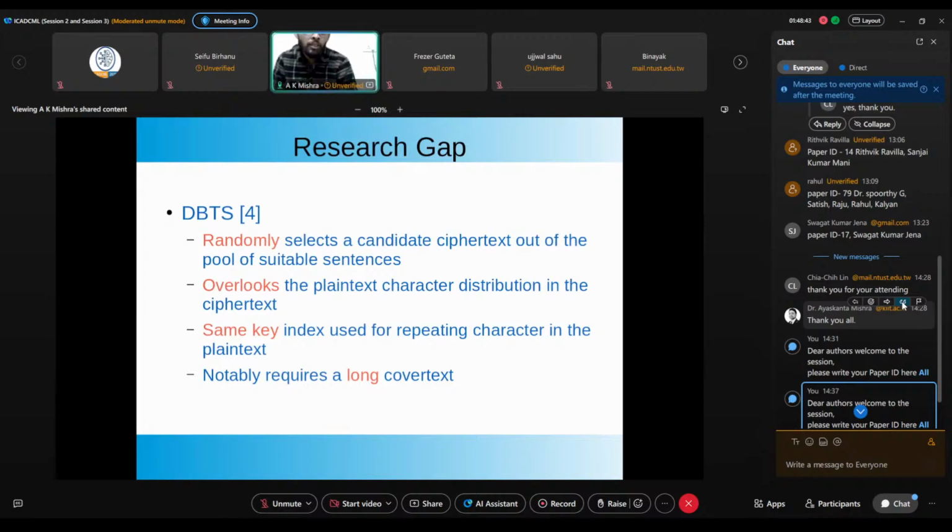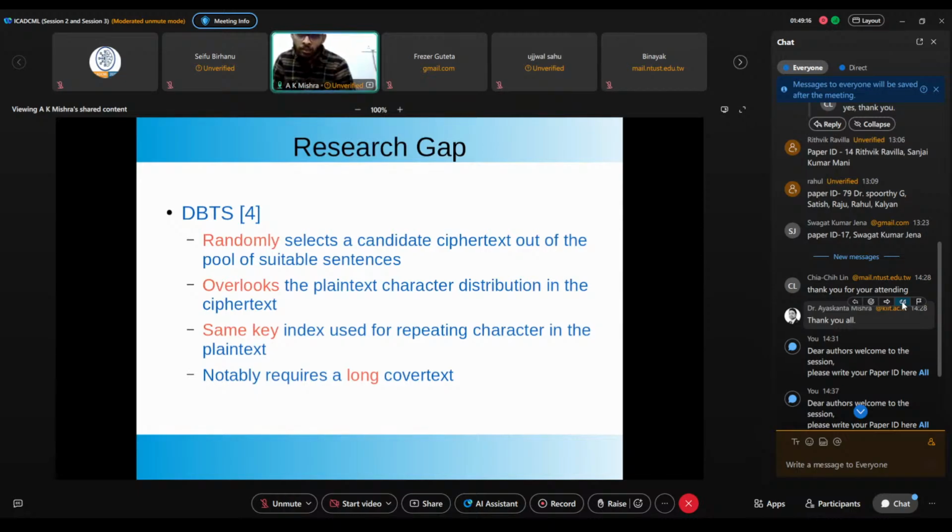Here are some of the research gaps that were there in the dictionary-based text steganography by DETL that we found and worked on. Firstly, it randomly selected the candidate ciphertext out of the pool of suitable sentences without applying any further step. And secondly, it overlooked the plain text character distribution in the ciphertext. Thirdly, it used the same indices as the key for the same character repeating multiple times in the plain text.